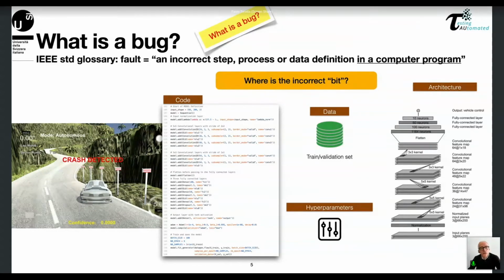Even if we don't touch the code, we might have different behaviors, better or worse, depending on the other aspects that affect the training process. I already mentioned data, the hyperparameters, and the neural architecture. So whenever we observe a crash of a self-driving car, and we want to know what the bug behind the crash is, looking at the code is typically not enough.